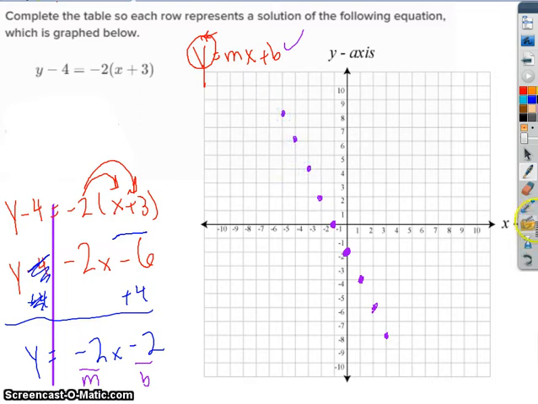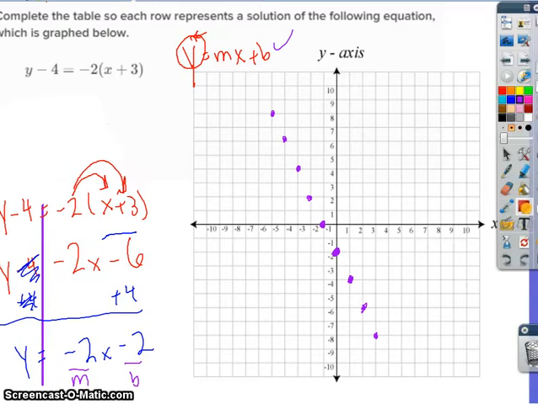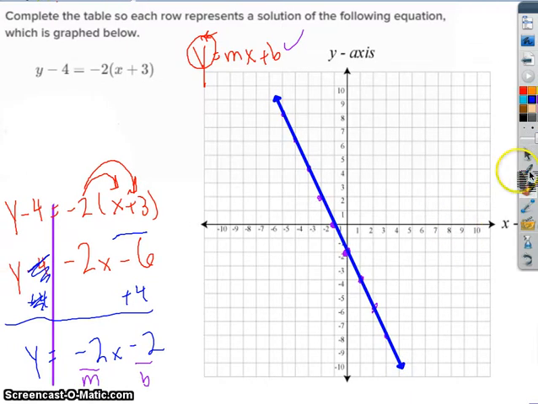Okay, and then I'm going to connect those with a line. All right, so there's my line. And I would just like to remind you that that's the line that I drew from the equation y equals negative 2x minus 2. In other words, using the old strategy. So now we're ready to use our new strategy.